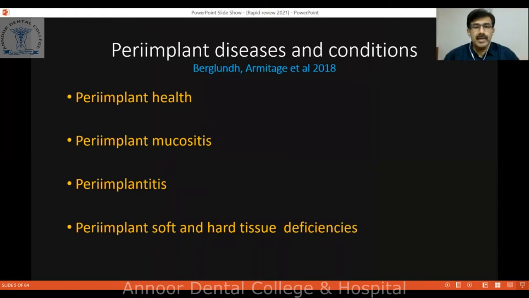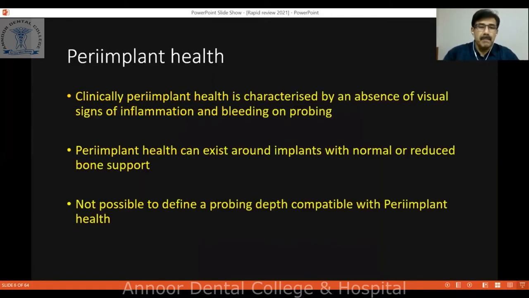Now, over the years, when we look at different classifications, you may not find anything about implants or implant diseases in them. The latest classification of 2018 has classified peri-implant diseases and conditions as health, peri-implant mucositis, peri-implantitis, and peri-implant soft and hard tissue deficiencies. Peri-implant health is characterized by no inflammation and no bleeding on probing. Similar to periodontal health, there may be some bone loss, but at the same time you can maintain peri-implant health.